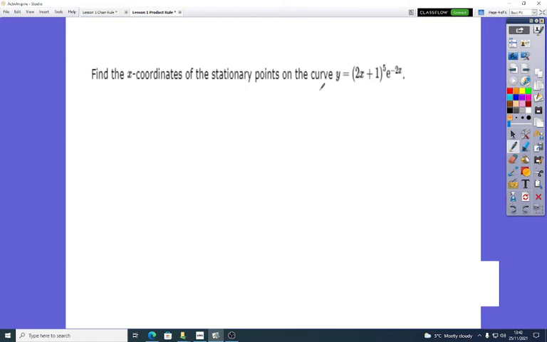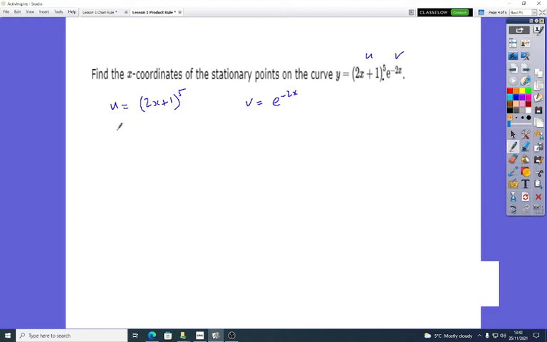Right, here we go. Now we've got a product here, so we need to use chain rule. So let's do this. I'm going to call that U and call that V. So U equals (2x plus 1) to the power 5, and V equals e to the power minus 2x.